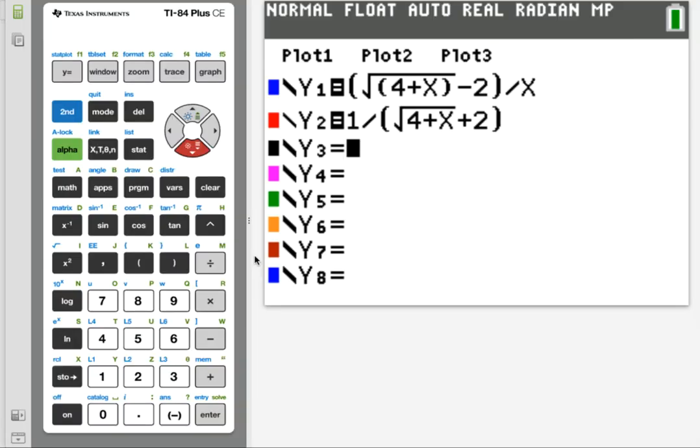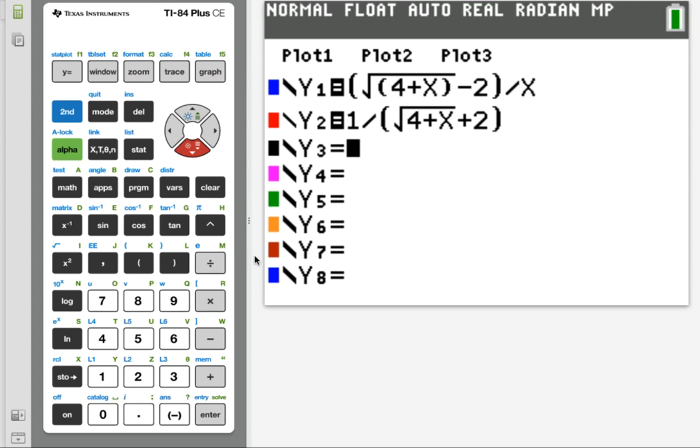All right, so I paused the video real quick and I brought up my graphing calculator, and I just wanted to explore the idea here. So in y1 I put my original expression that we were taking the limit of. We were taking the limit of the square root of 4 plus h minus 2 all divided by h.